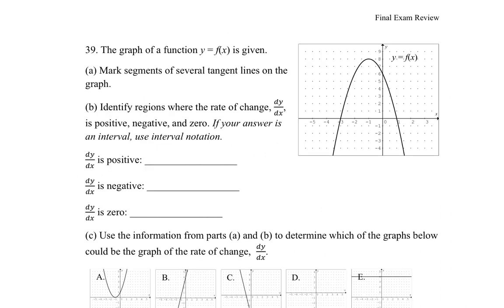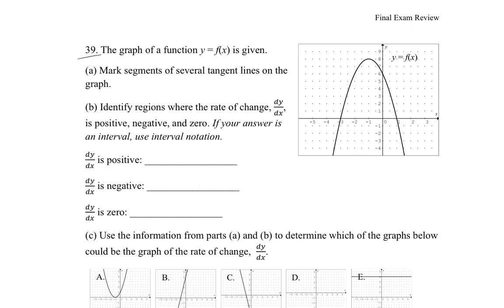And finally, on to question 39. We are given that the graph of a function y equals f of x is given, so we are asked to mark segments of tangent lines on the graph in part A, and then in B, we're looking at regions where the rate of change dy dx is positive, negative, and also 0.